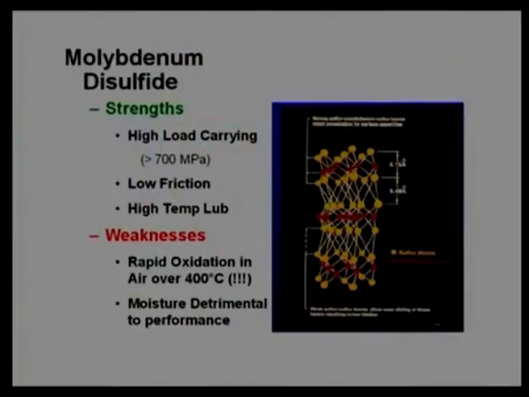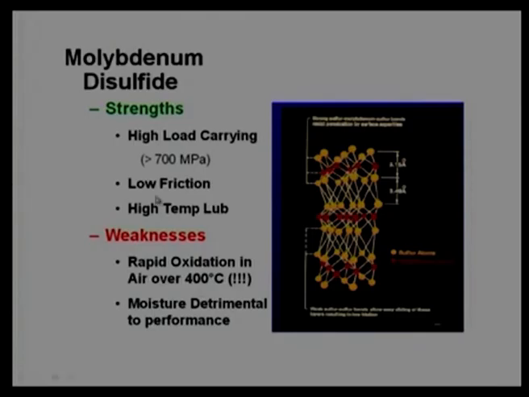There are some weaknesses of molybdenum disulfide as a solid lubricant. The oxidation rate increases. In the presence of oxygen, this oxidation happens at 350 degrees centigrade, and in the presence of air only, with no oxygen other than that in air, this oxidation happens at 450 degrees centigrade. That is why, on average, we say rapid oxidation happens above 400 degrees centigrade.